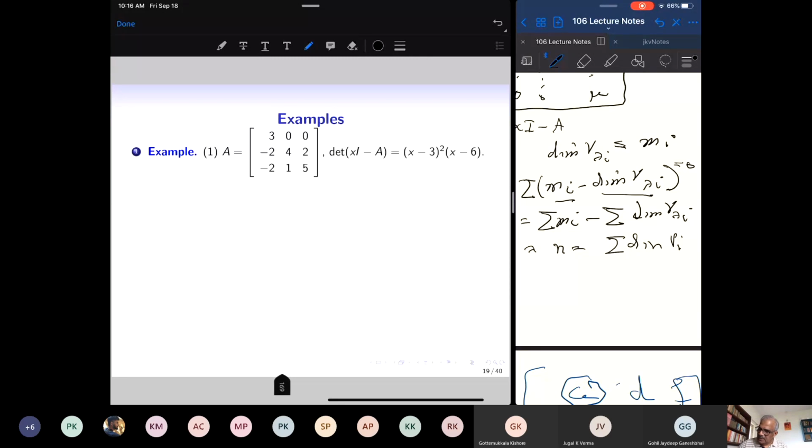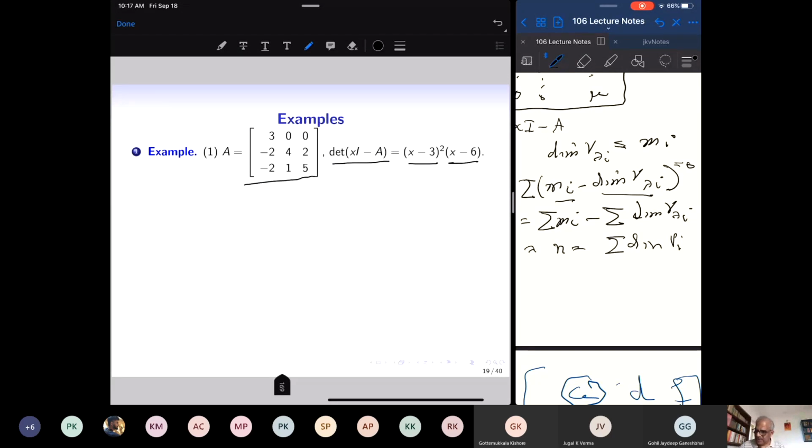Okay, so let's look at this example of a 3 by 3 matrix, and we want to understand whether it is diagonalizable or not, what the dimensions of the eigenspaces are, and how to find the eigenvalues. So take this 3 by 3 matrix. The first task is to calculate the characteristic polynomial, which is the determinant of xI minus A, and that is equal to (x minus 3) squared times (x minus 6). I'll leave this calculation to you.